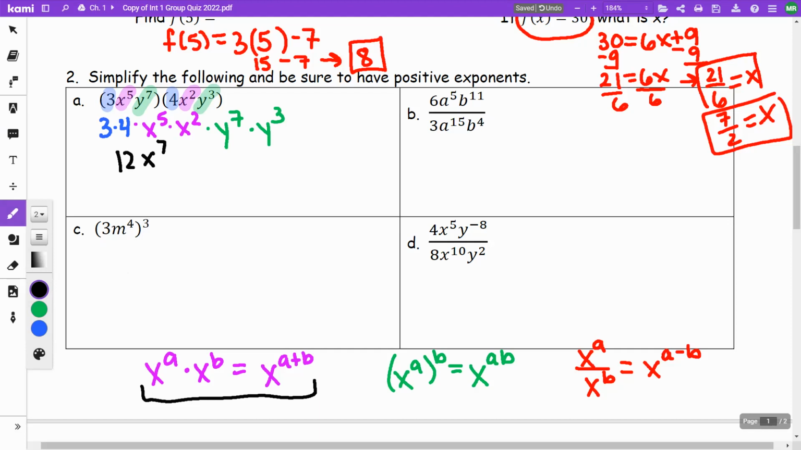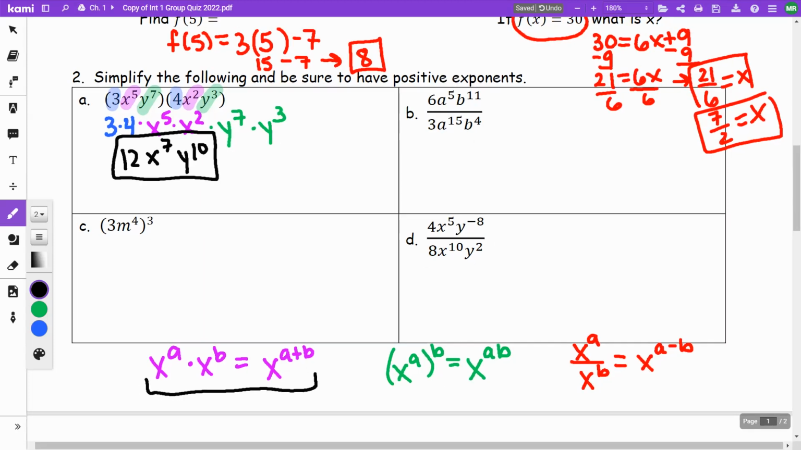So that's going to be x to the 7th. And then here, I'm also going to add the exponents because that's also like down here. So I'm going to get y to the 10th, and that is my answer.